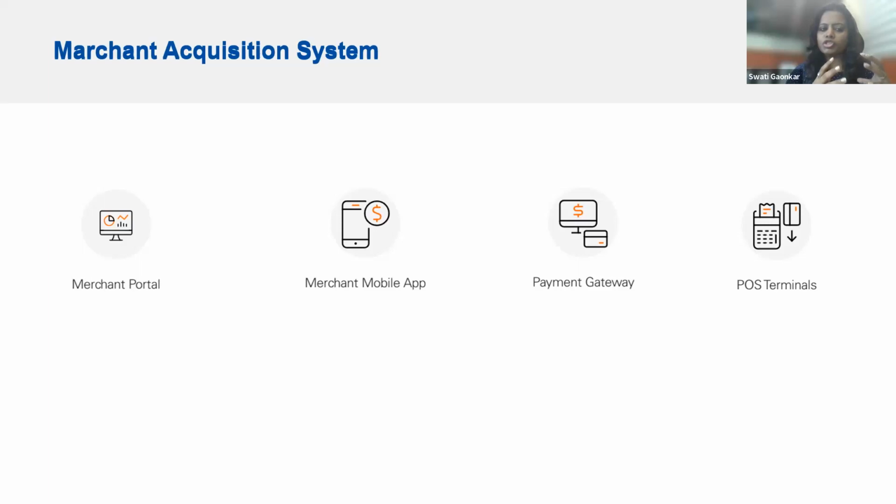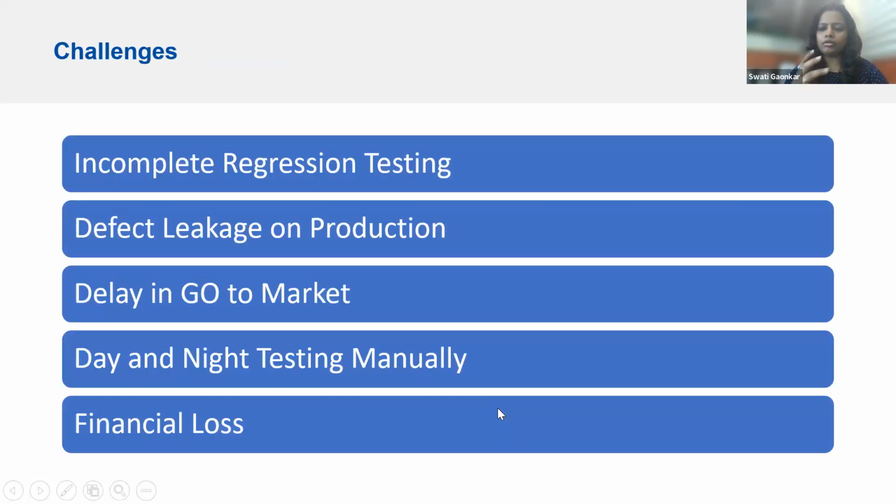So this merchant system will take care of the merchant admin, as well as the mobile application which the merchant will be using. The payment gateways will take care of related processing, and then the POS terminal. The POS is also an important part, because by using that POS device all the transactions get done. So these are the four things related to the merchant acquiring system.